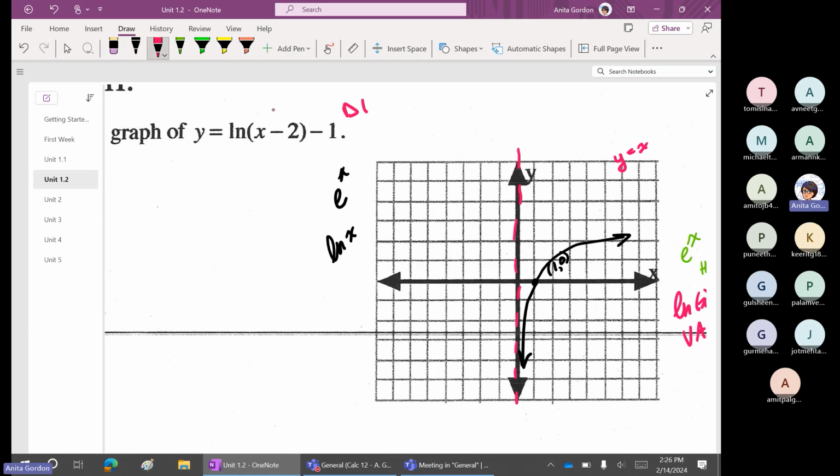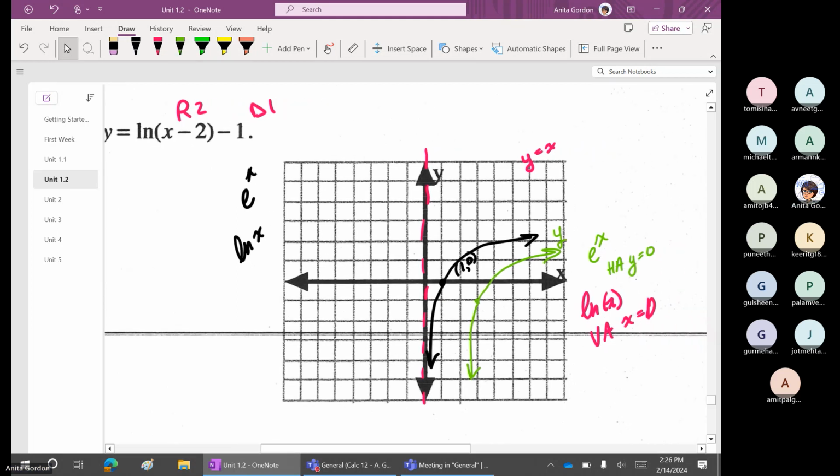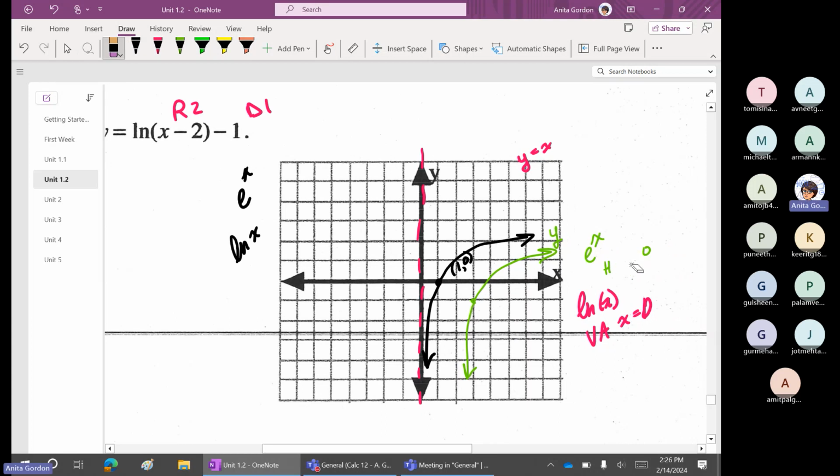Down 1. Right. Okay, so I'm taking my 2 points down 1, right 2. Here is my graph. Okay, where's my vertical asymptote?